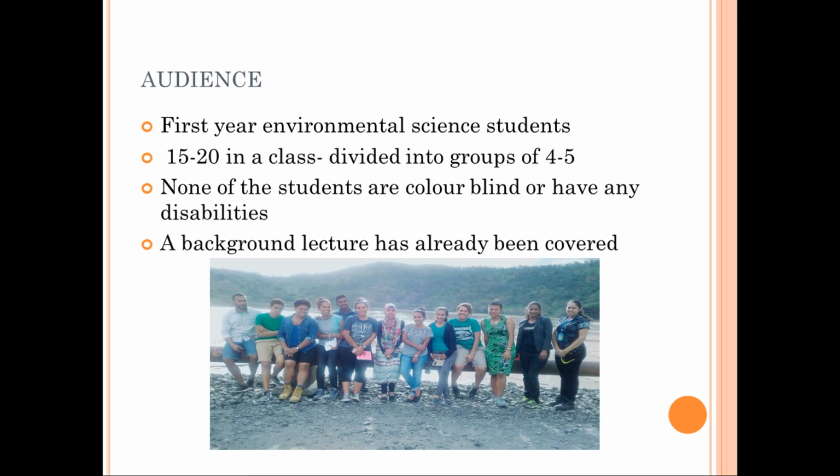My intended audience are my first year environmental science students. There are usually 15 to 20 in a tutorial class, and they will be divided into groups of 4 to 5 students. None of my students are colorblind or have any disabilities, and before this tutorial session, a background lecture has already been conducted.